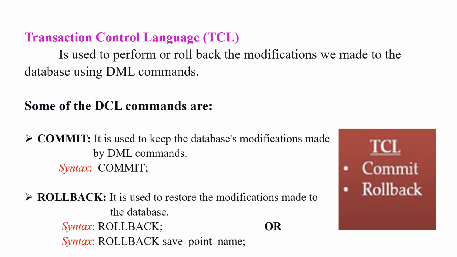We can write rollback or rollback save point name. That means in the middle we can give some save points. Later on we can roll back to only one particular save point.